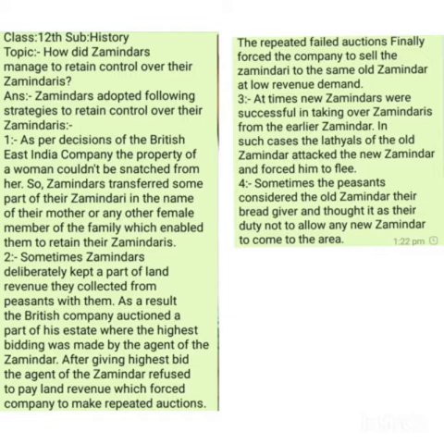Our today's topic for 12th class students of history subject is: how did Zamindars manage to retain control over their Zamindaris? Dear students, in this question, we have to explain how Zamindars during the British rule in India were able to manage or keep control over their Zamindaris. Zamindaris means the huge areas of land which were under the control of Zamindars.